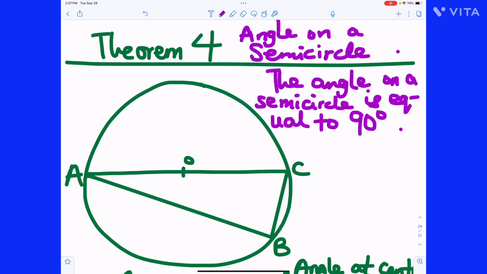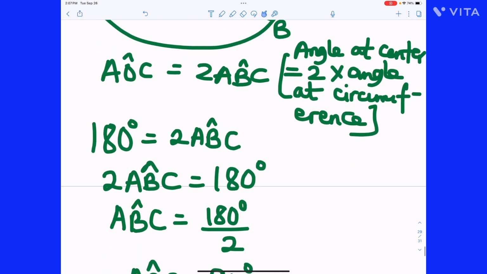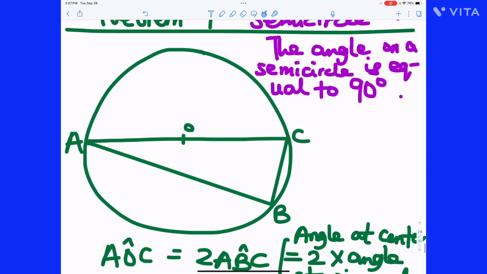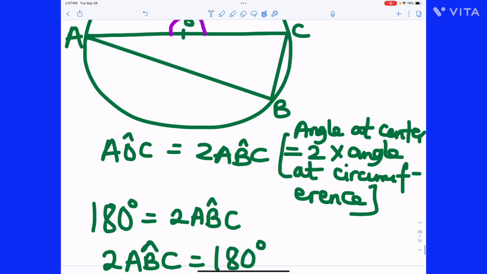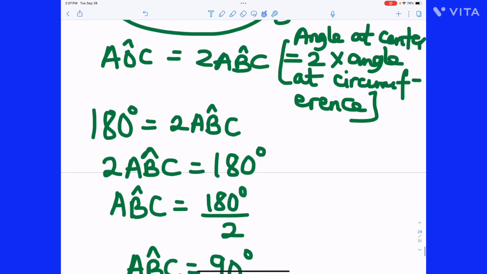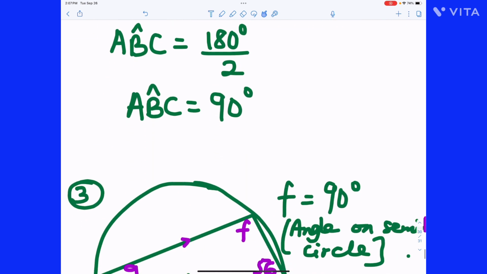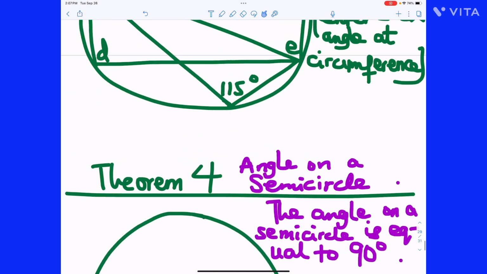We can say that the obtuse angle AOC is equal to 2 times angle ABC. So that gives us 180 is equal to 2 times ABC. So that means ABC will be 180 over 2, 90 degrees. That's our proof. Let's now go back and answer question 2.